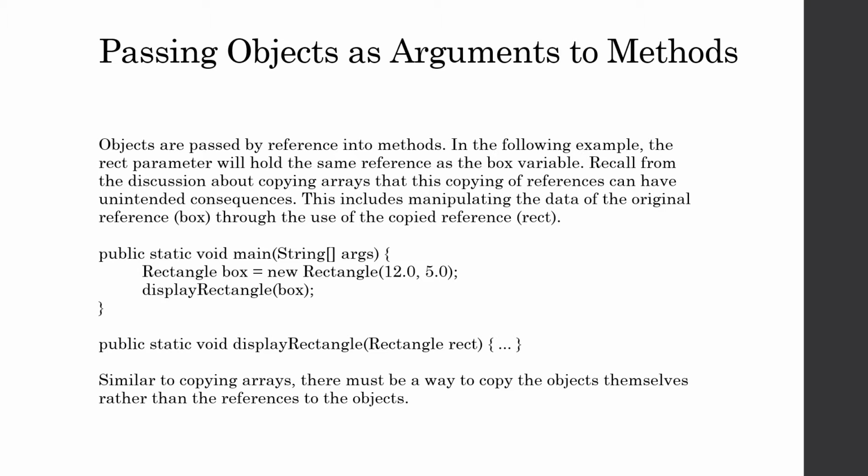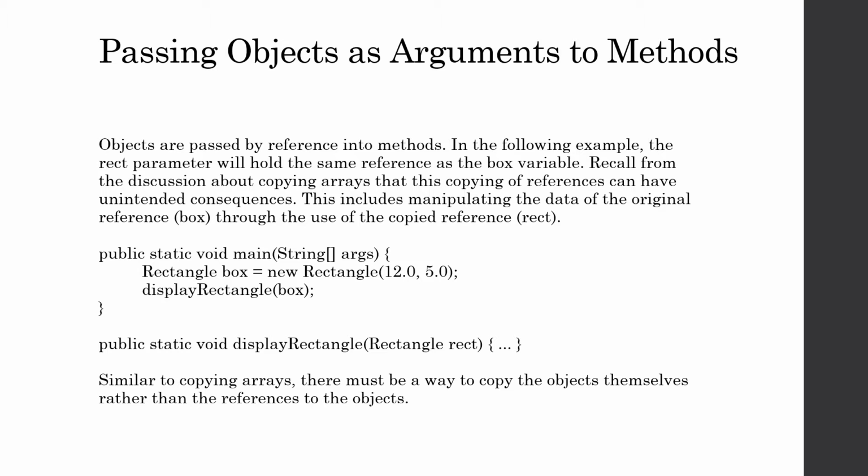Then when we go over to the display rectangle method, we're going to be passing that reference over to the rect parameter that's inside of display rectangle. So whenever we use this inside of that method, we're actually going to be using the reference to that same object that the box variable references.